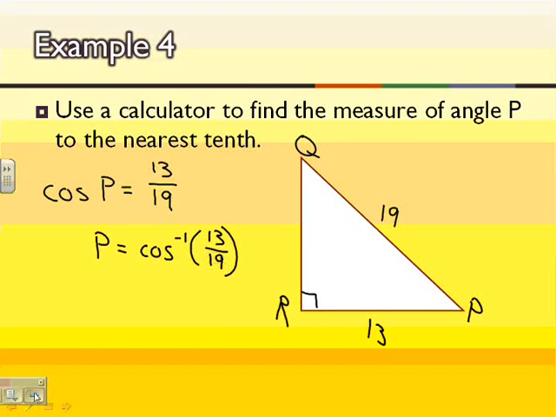Look at your calculator. Find the cosine inverse. On most of them, it's going to be like second. Let everybody kind of look for it for a little bit. So notice I didn't write parentheses up there. You're probably going to want to do that on yours as well. So cosine inverse, parentheses, 13 over 19, close parentheses, enter. Matt, what would you say you got? Okay, 46.8. And let's just go tenths like it says. So P equals 46.8.